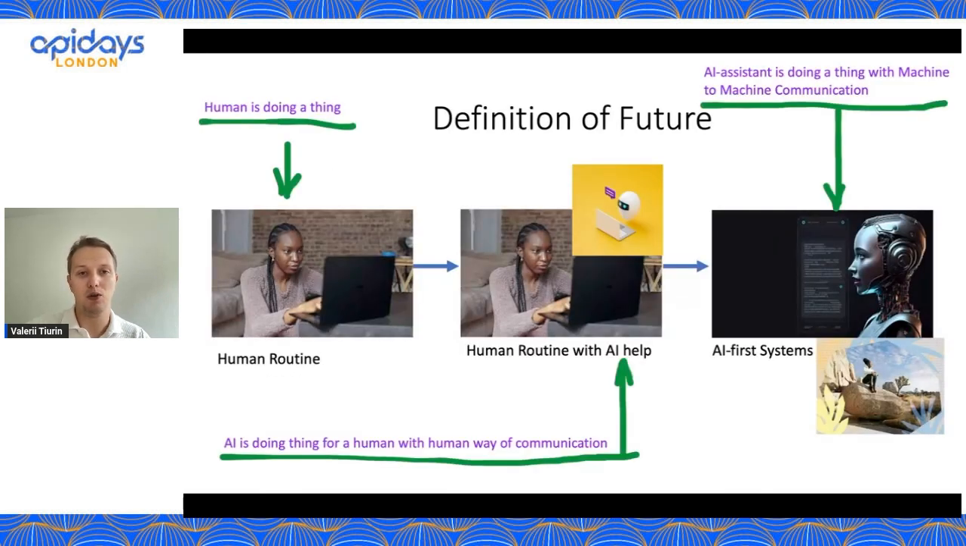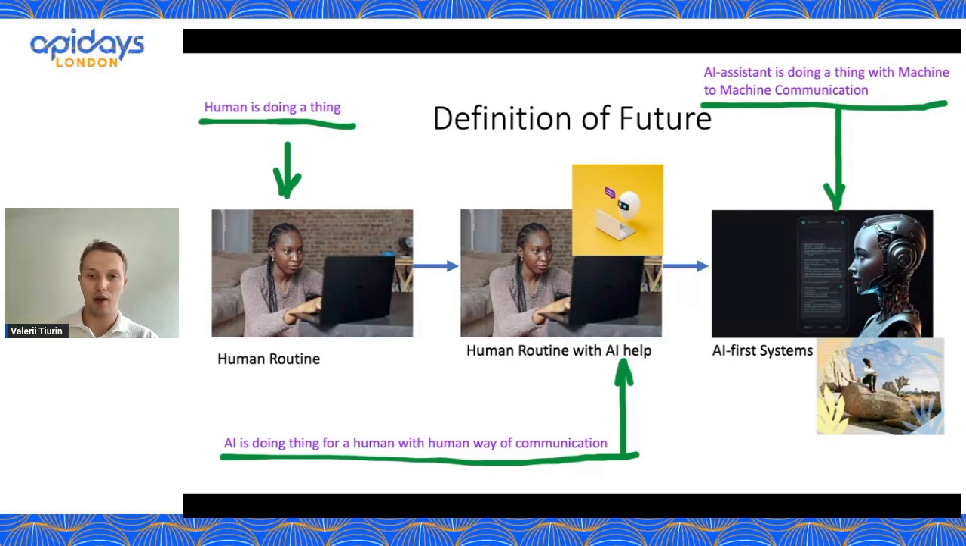Before we start, I want to share the definition of the future itself. So you can see on the left the previous state, when a human is doing some things, it's a human routine and the human is basically doing some job. The current state is in the middle. AI is doing things for the human with a human way of communication. Basically, the AI system is trying to replicate human behavior and human actions to do it the same way and the same flow, with a machine using a human way of communication, which is not the best way of communication.